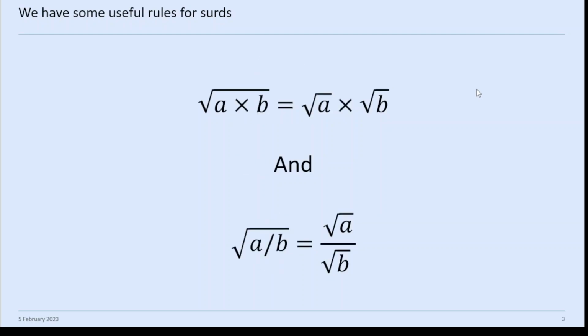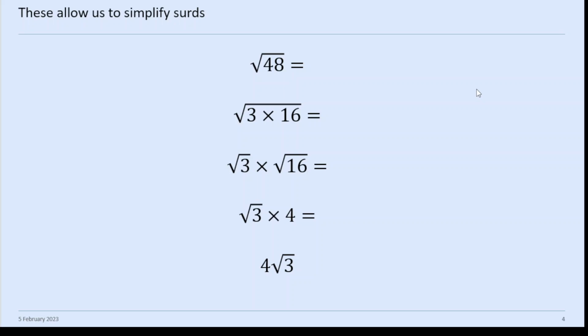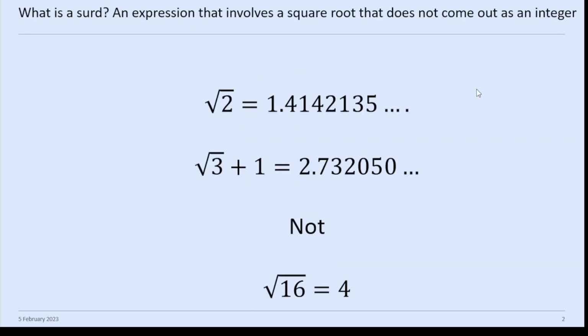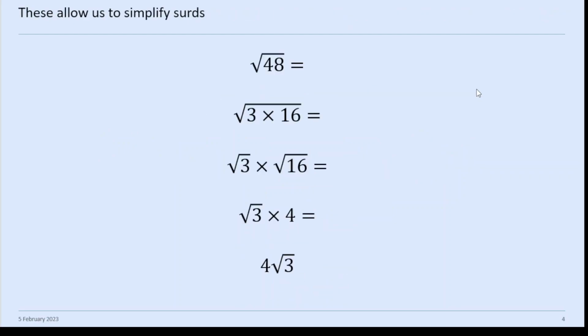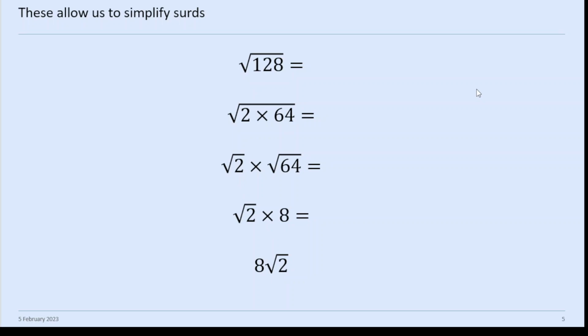Okay, these rules allow us to simplify surds. So for instance, the square root of 48 equals the square root of 3 times 16 equals the square root of 3 times the square root of 16. Square root of 16 is 4, so it's 4 times root 3, and that's a lot simpler than root 48. And also, we know what root 3 is, 1.732050. So you could work out 4 times root 3 without even using a computer by just multiplying those two. Whereas it's unlikely that we know what root 48 was.